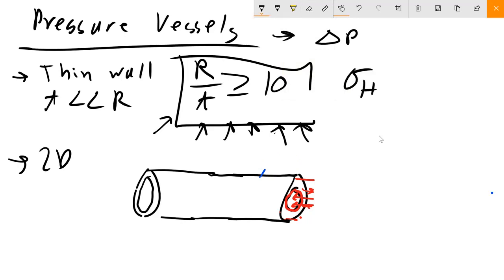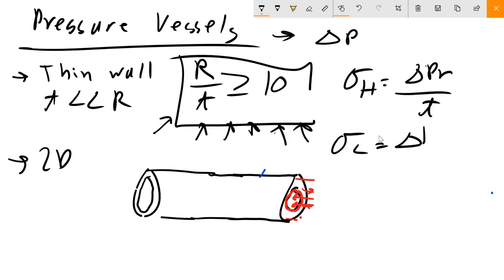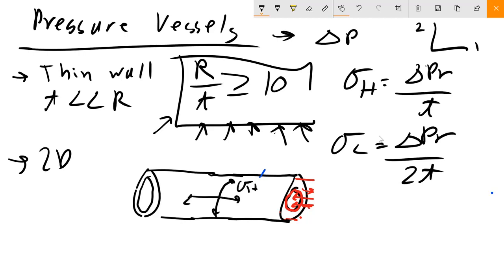My hoop stress is going to be delta P R over T. My longitudinal stress is going to be delta P R over 2T. Now, this is a profound finding. Let me draw our coordinate system. We know that the hoop stress goes like this, around that circumferential. So this is sigma hoop, and this is my sigma longitudinal, your stress in that direction. What do we know about the relationship between sigma hoop and the longitudinal? Well, we know that the hoop stress is twice the longitudinal stress.